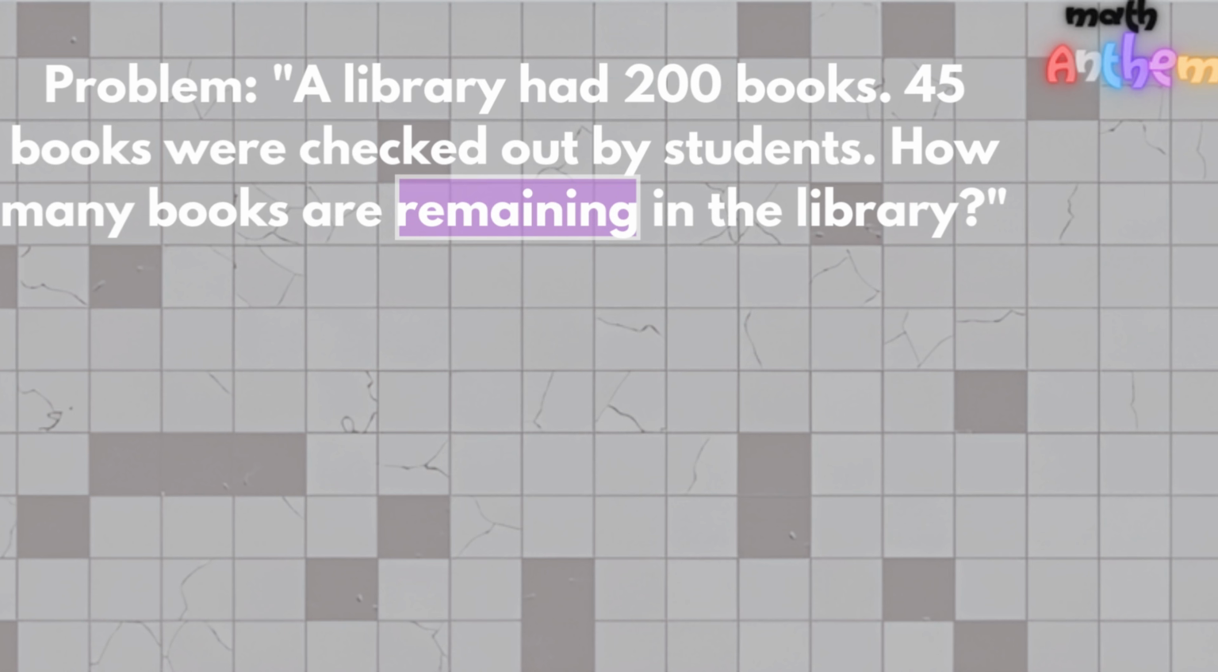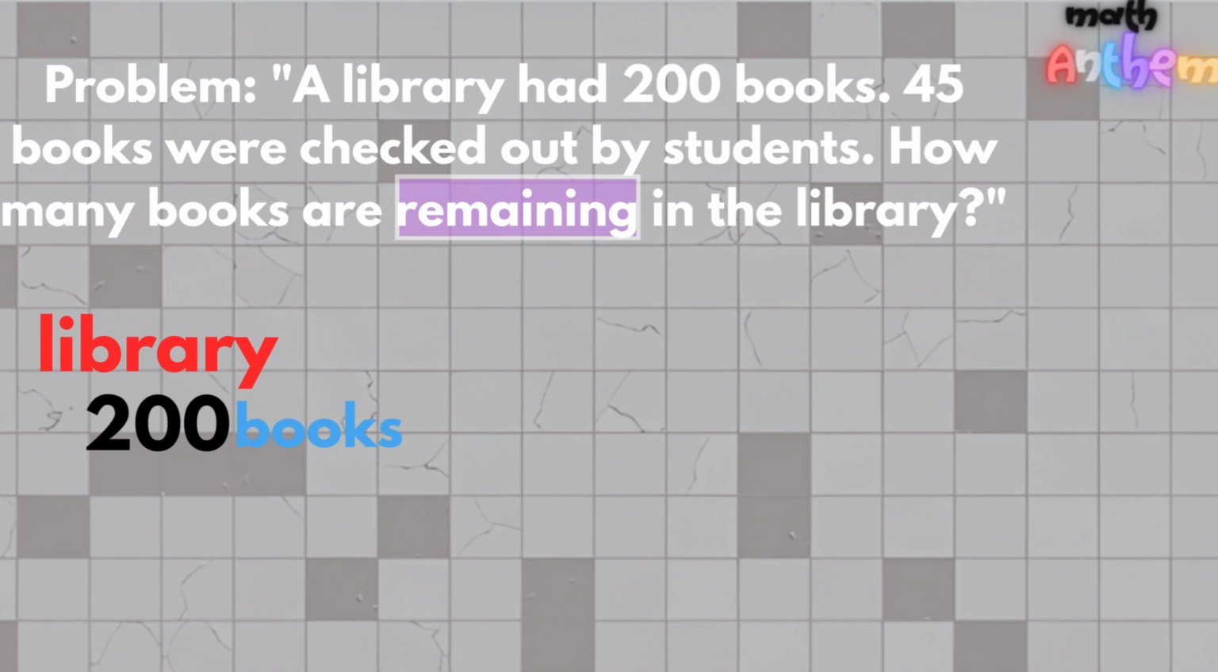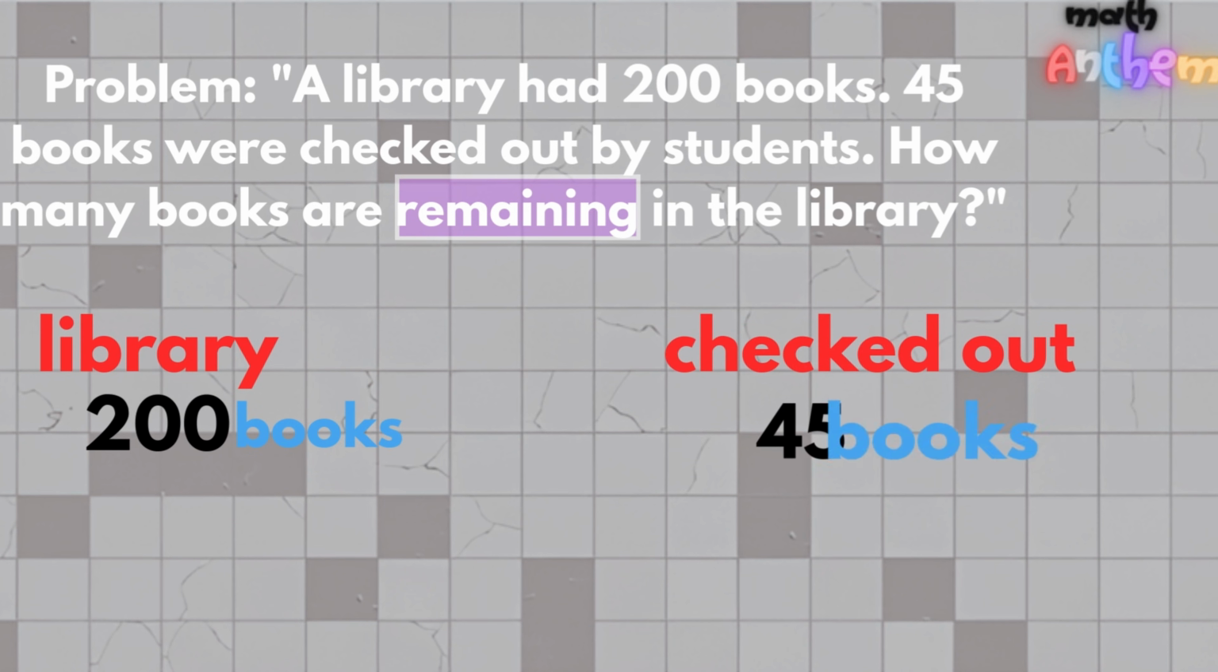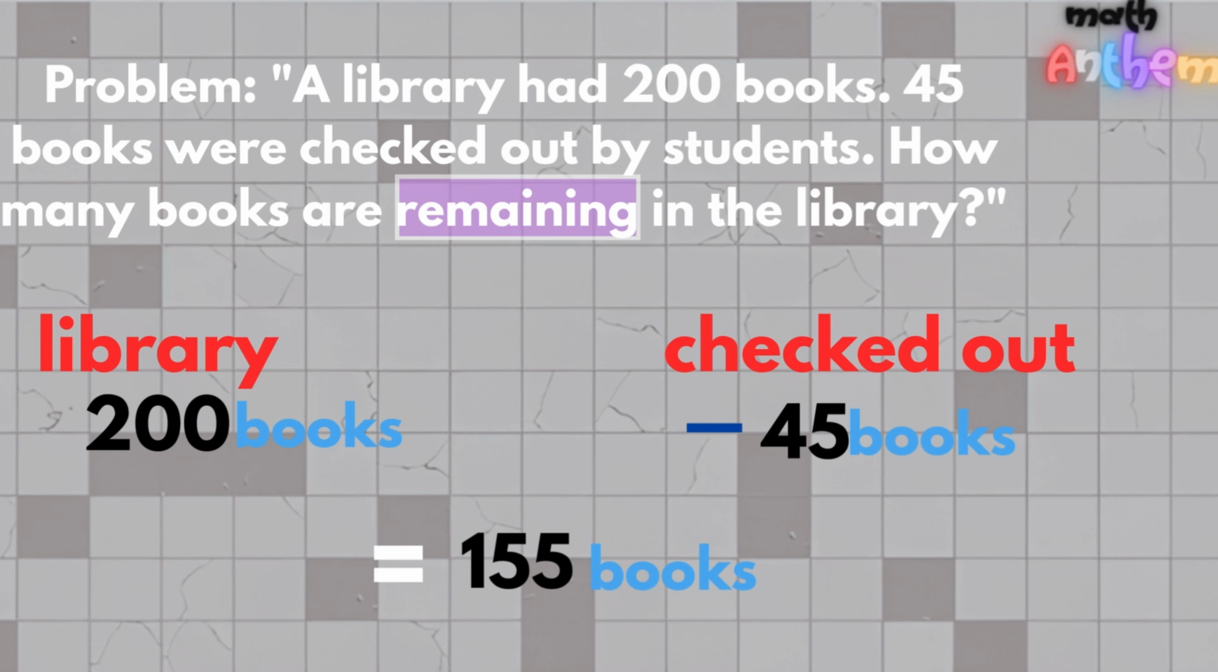In this case, the library starts with 200 books, but 45 books are checked out by students. To determine how many books are still in the library, we need to subtract 45 from the original number of 200. The word remaining emphasizes that we are looking for what is left, and this clearly signals that we need to perform subtraction. So, by subtracting 45 from 200, we find that there are 155 books remaining in the library.